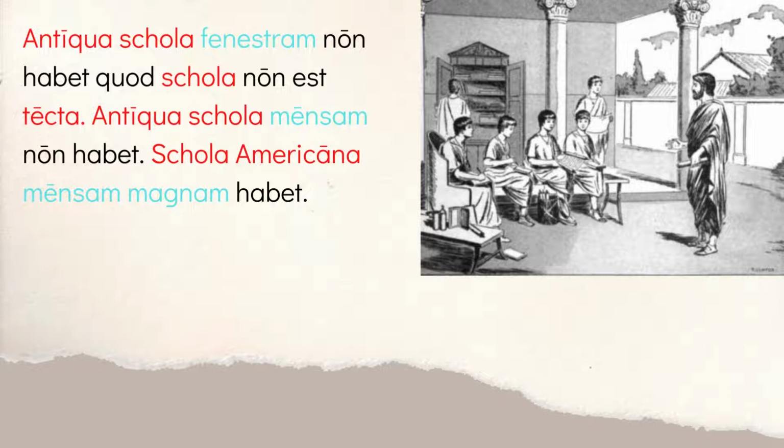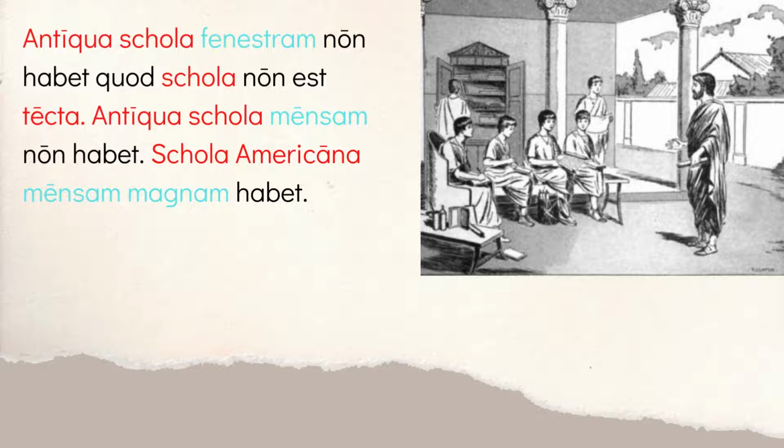So the ancient school doesn't have a window because the school, schola, non est tecta, right? The school is not enclosed. Tecta means closed in. So it's saying it's not closed in, so it doesn't have a window. Because why would you need a window if you're not enclosed, okay?